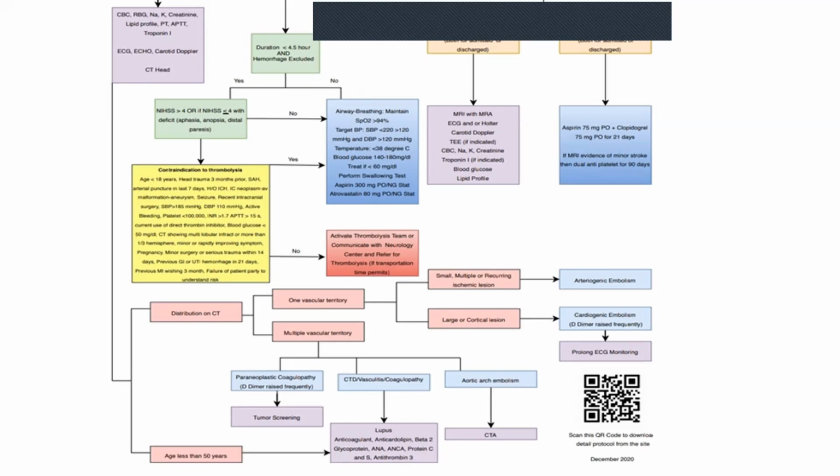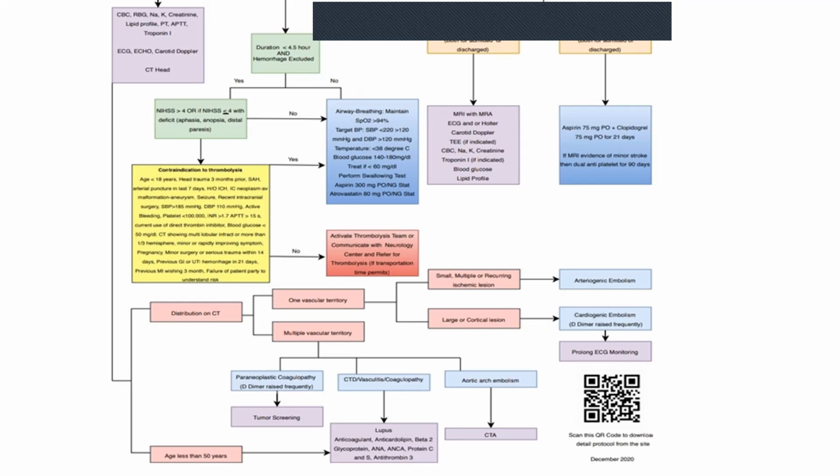After investigation, we go to CT. If we see a vascular territory or multiple vascular territories, then we should see whether it is a small, multiple or recurrent ischemic lesion, or a large or cortical lesion. If there is a small, multiple or recurrent ischemic lesion, then we go for angiogenic emboli. If there is a large or cortical lesion, then we go for cardiogenic emboli after doing D-dimer.